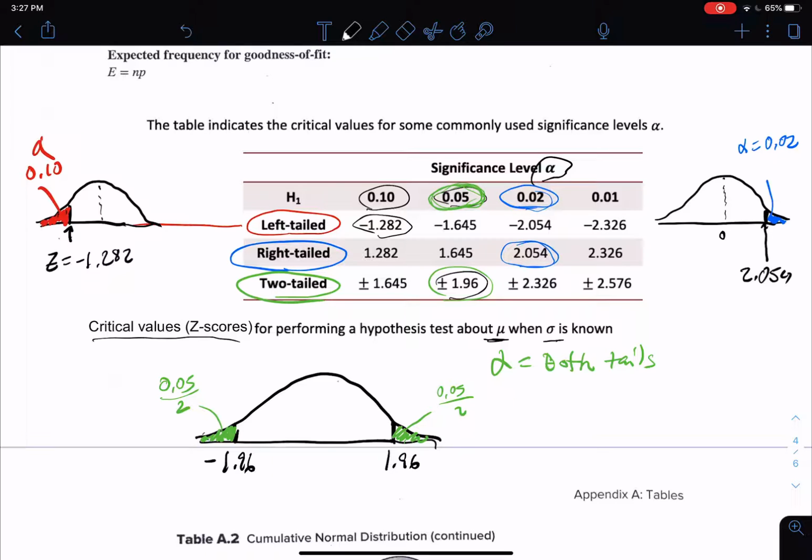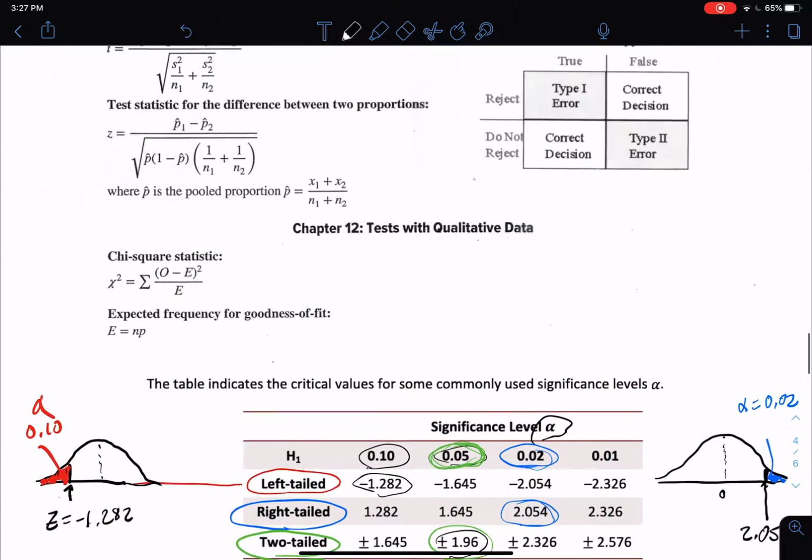Okay, so I included this in our notes because it is very handy. And this, once again, is for z values. So this particular chart right here is only going to work for 9.2, in terms of any kind of hypothesis testing where sigma is known, where you're going to use z scores. All right, let's do some of these problems.